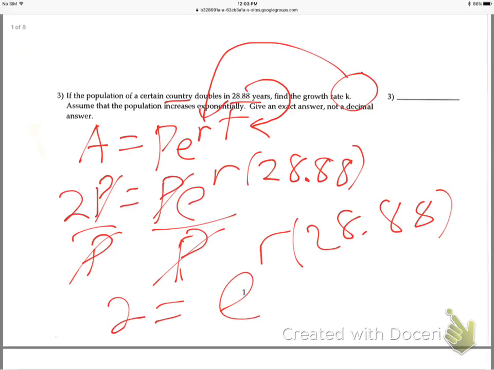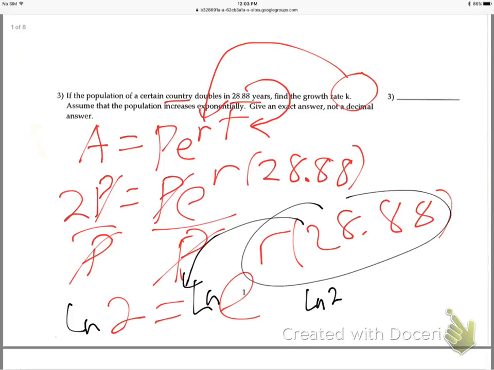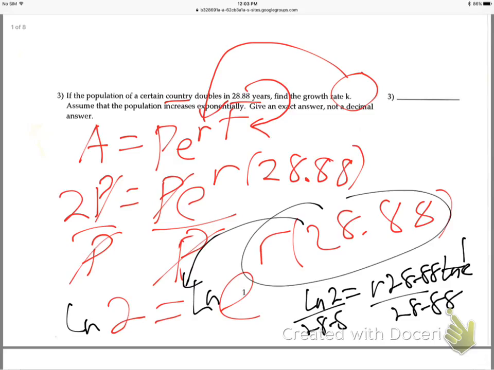ln of 2 divided by 28.88? Yeah, so ln of 2 over 28.88 should be your final answer on that one. So in the end, when you do the ln of both sides, this power drops down, so you get ln 2 is r times 28.88 ln e. ln e is just 1, divide by 28.88. And there it is. Here's what they want.